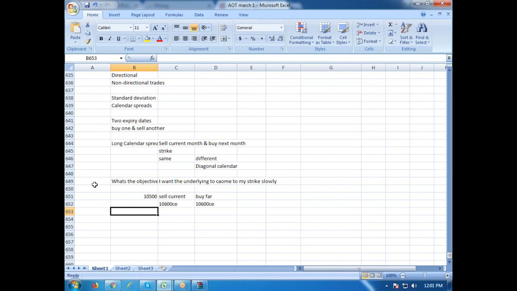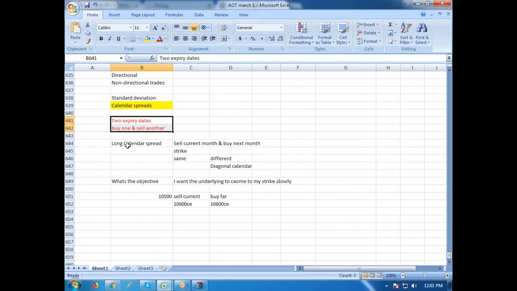Sir, why slowly? What if it comes in one go? The question is, sir, why do we want this to happen slowly? Yeah, let me explain this entire thing once again. The strategy name is calendar spreads. How do you create a calendar spread? You have 2 expiry dates, buy one expiry date and sell another one. That creates a calendar spread.